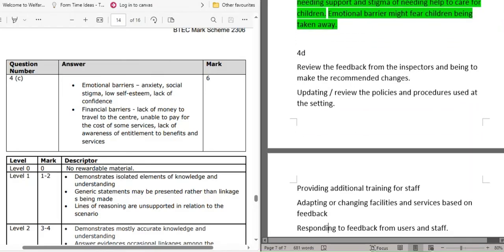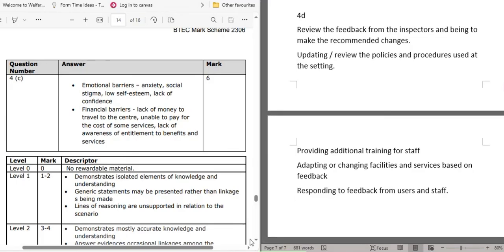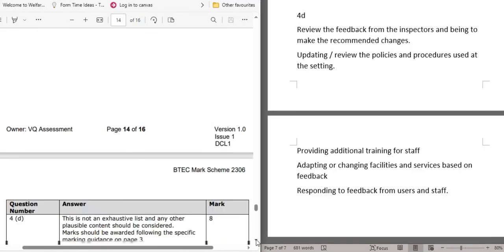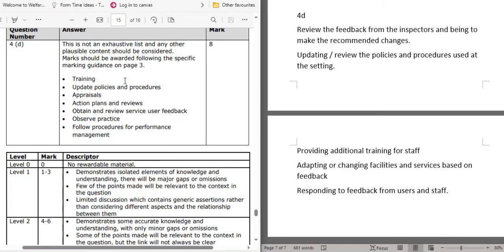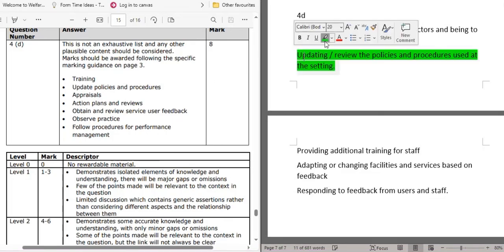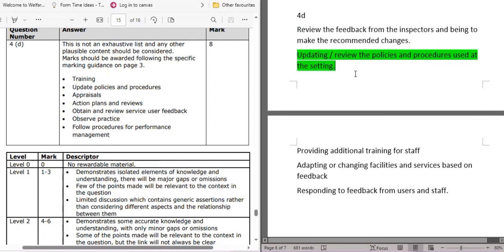And last but not least, 4D. So this was how the centre responds to the inspection feedback. So we've got training, updating policies and procedures. Well, that's one we had. Appraisals, action plans and reviews, obtaining and reviewing service user feedback. Well, we had that. Respond to feedback. That's in that one there. Observe the practice, follow procedures for performance management.